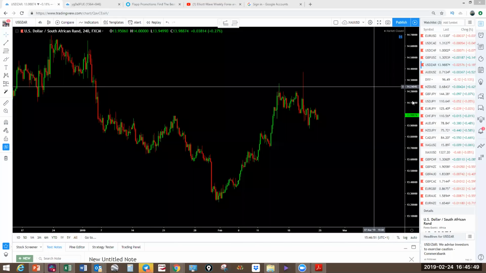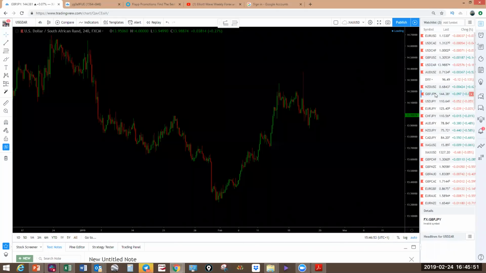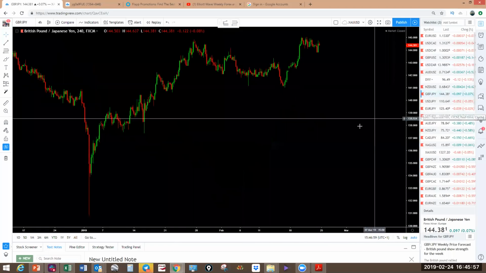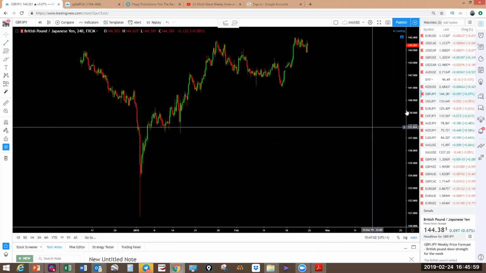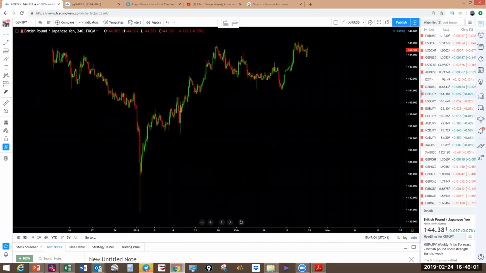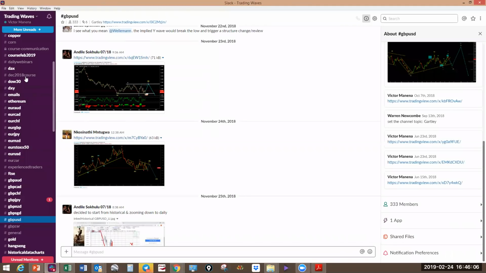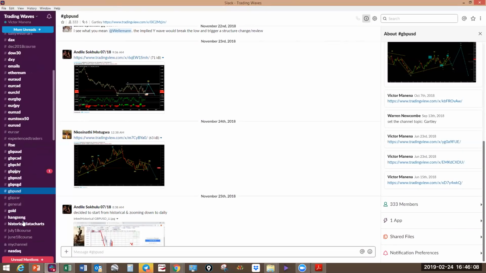We're going to start with pound JPY. I gave you pound JPY last week. We're also trading this one. It has already moved up about 150, 200 pips since last week, and this is how it looks in the setup that we look at in our group. So just looking at the setups.